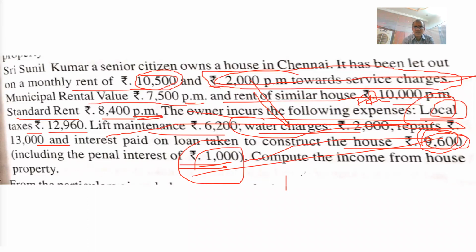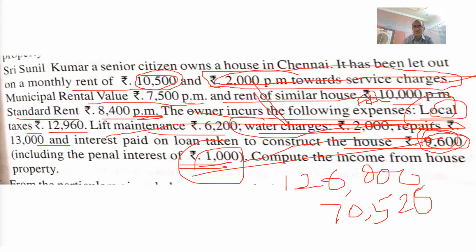GAV is 1,26,000. You please check. GAV is 1,26,000. Answer is 70,528. Income from house property is 70,528.